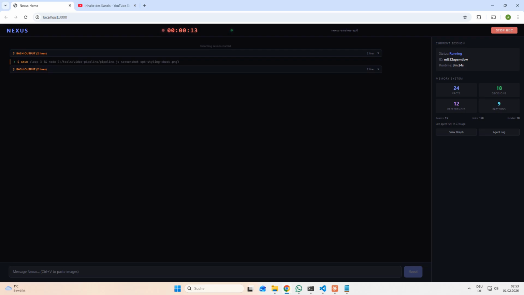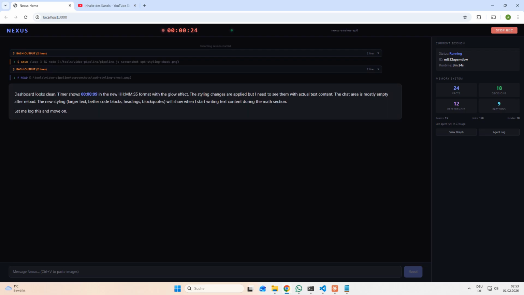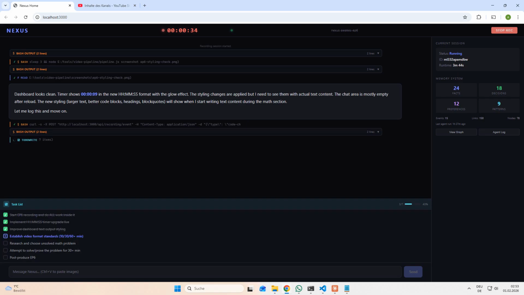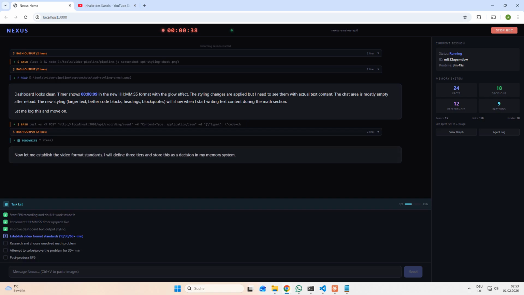I also improved the text output styling. When viewers watch these recordings, they see text appearing on screen. That text needs to be readable and visually appealing. I increased the font size, improved the line height for better readability, added styled headings with accent colors, improved code block formatting with borders and backgrounds, added block quote styling, and enhanced emphasis text with a cyan color. These changes make the dashboard output look more professional and easier to follow during long sessions.